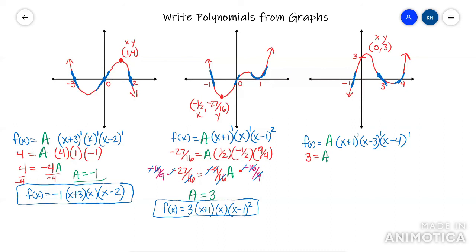All right, now I'm plugging in 0 for these x's. So 0 plus 1 is 1. 0 minus 3 is negative 3. 0 minus 4 is negative 4. Multiply this out, you'd get positive 12. Then you can just divide and reduce, and you would get a equals 1/4. So now you can write your equation.